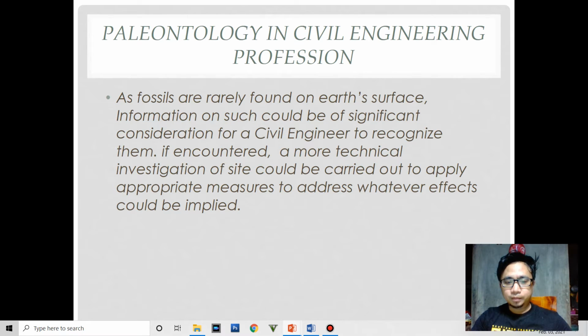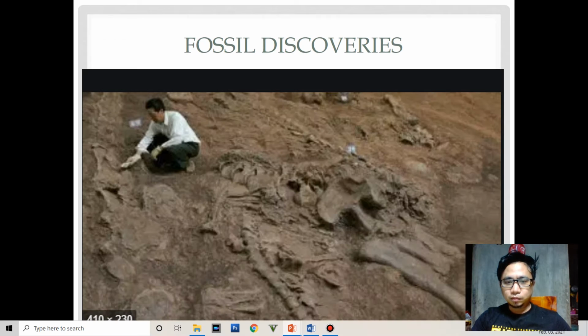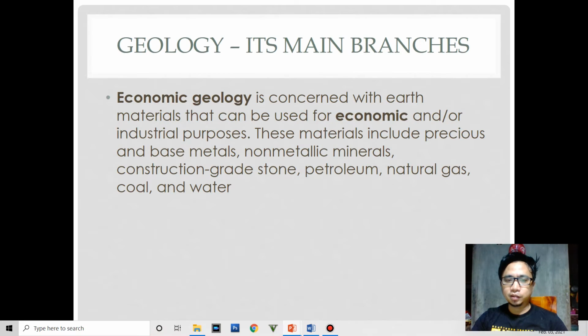Okay, so as we can see here in the picture, some of the fossil discoveries. And with fossil discoveries, the age can be determined, as well as the history of the erosion and the deposition of some layers of the earth. So that could be dependent on fossil discoveries.